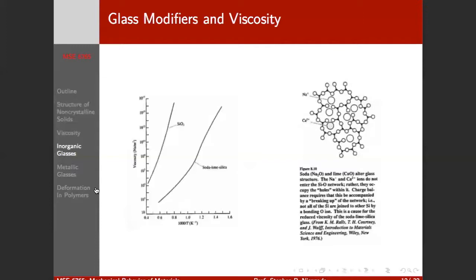Within the ring, the volume should decrease. But you break the network, right? You don't have complete connection between the tetrahedrons, so you increase the free volume.